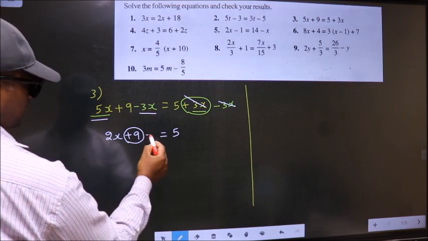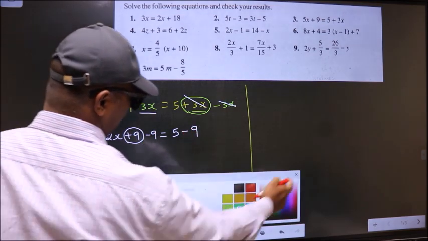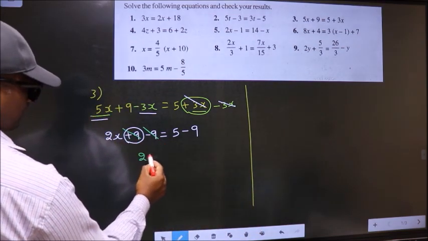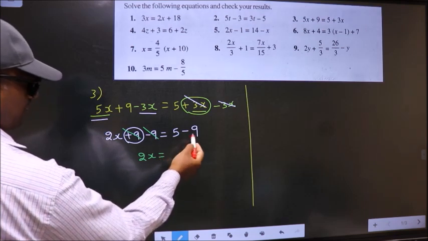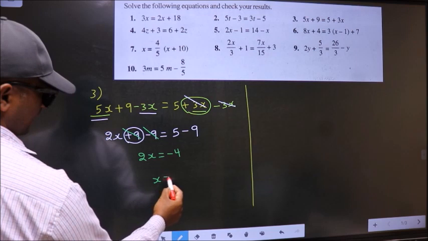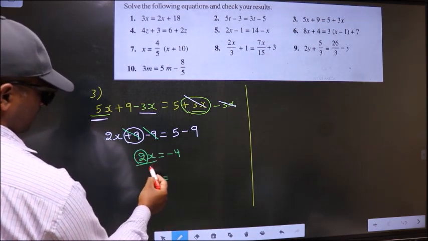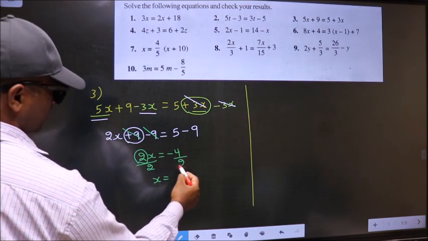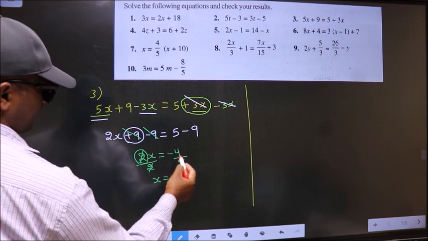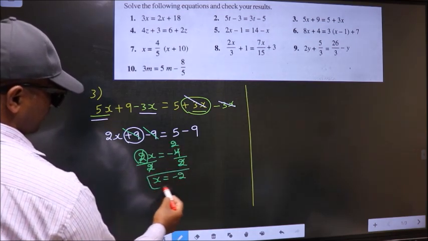Now to get x, you should remove plus 9. So to remove plus 9, you subtract 9 on both sides. So plus 9 minus 9 cancel out, you are left with 2x equal to 5 minus 9, minus 4. Now to get x, we should remove this 2. To remove this 2, you divide by 2 on both sides. So this cancels out, here you get x and here 2 1s, 2 2s. So we got x equal to minus 2.